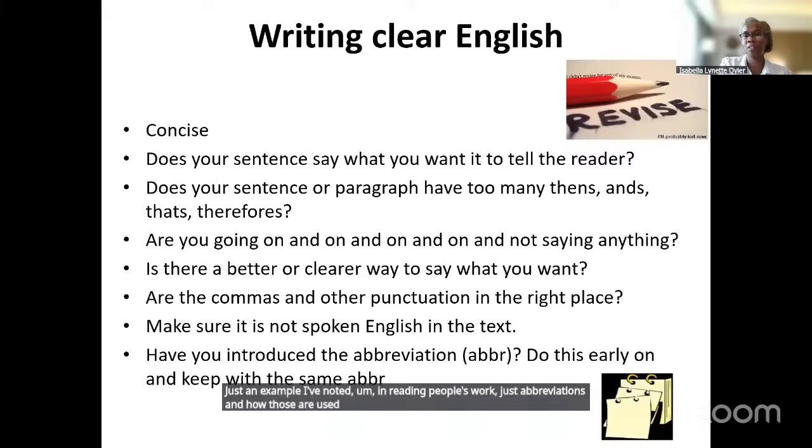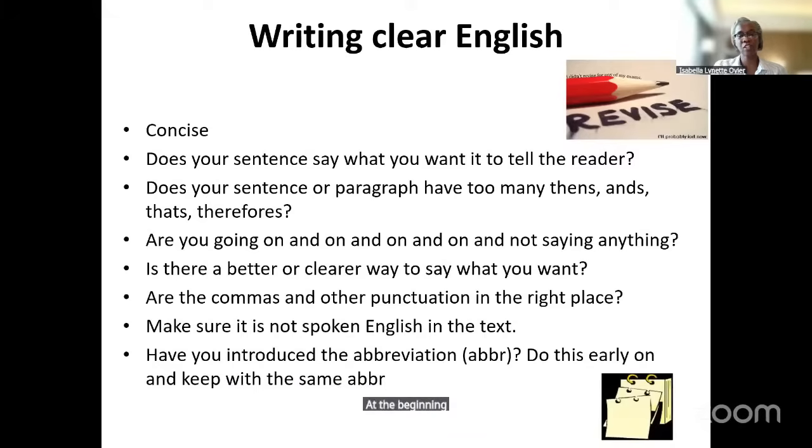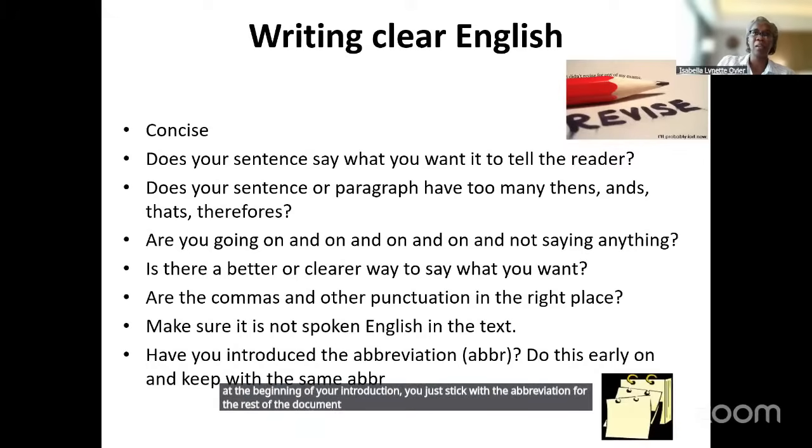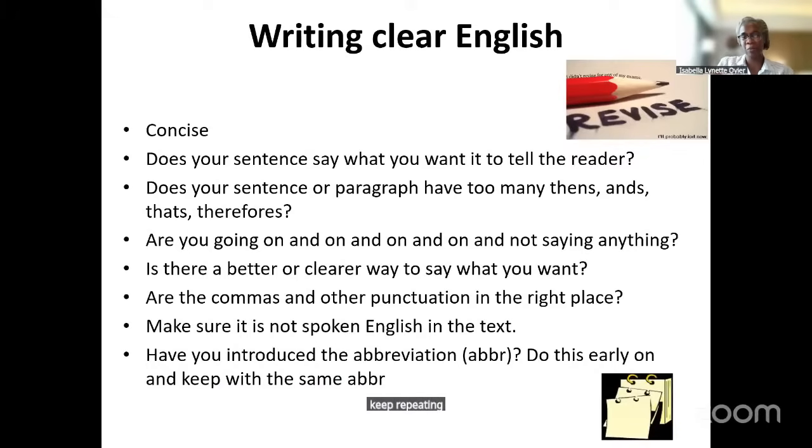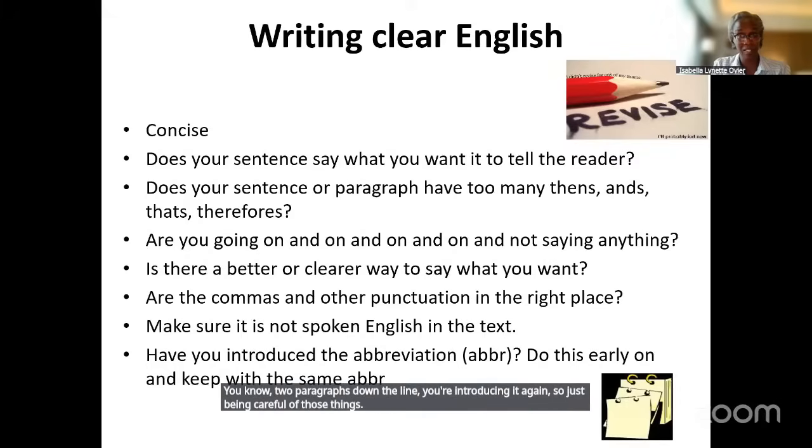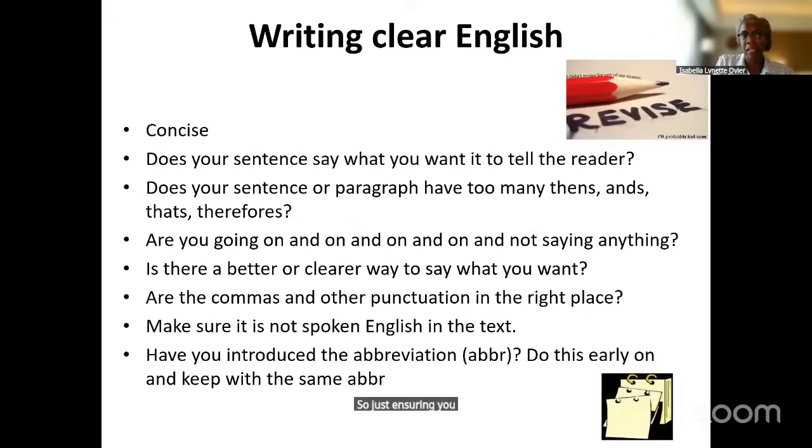Just an example I've noted when reading people's work, just abbreviations and how those are used. Once you've introduced them at the beginning of the introduction, you just stick with the abbreviation for the rest of the document without repeating that. Like DNA, you write deoxyribonucleic acid, and then write DNA, and then later, 2 paragraphs down the line, you're introducing it again. So just being careful of those things. One, you don't have the space because you don't have the words. So just ensuring you're really being clear about these little things, but they do have a big impact on your writing.